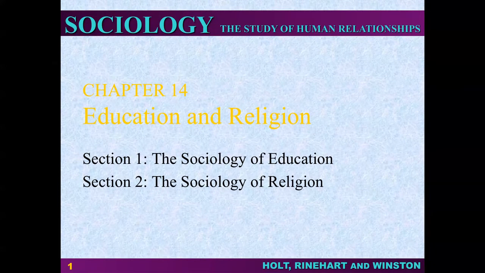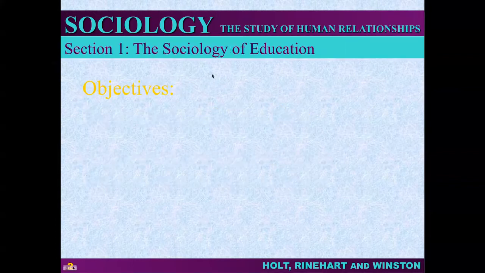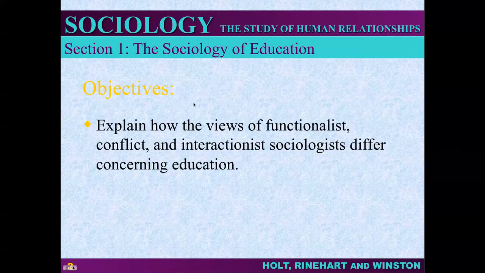We're going to look at Chapter 14, which is titled Education and Religion. This chapter has two sections. Section 1 is titled The Sociology of Education, and Section 2 is The Sociology of Religion. We are going to be focusing on Section 1. Each section has objectives. This one has two, but we're going to be just looking at the first one here, which is explain how the views of functionalist, conflict, and interactionist sociologists differ concerning education.